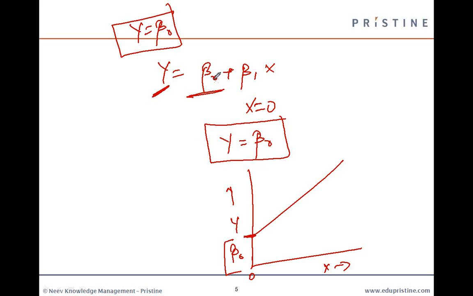So simple, beta 1 is slope, which is nothing but the change in dependent variable for a unit change of independent variable. And beta 0 is intercept, which is nothing but the value of the dependent variable when the independent variable takes no value, X equal to 0. Make sense? Ruchika, I hope, and even others, Abhinav, Akshit, Pooja, I hope you understood the explanation.